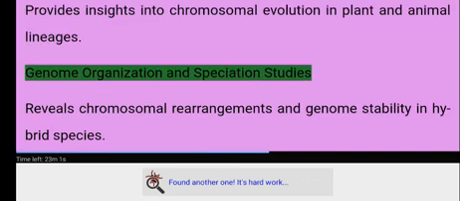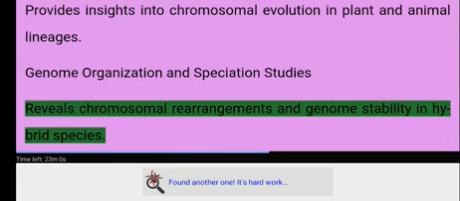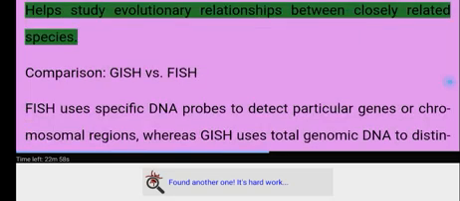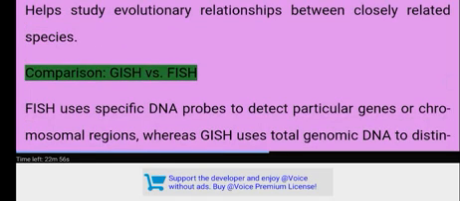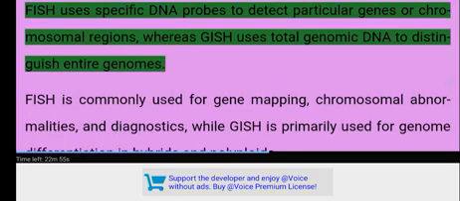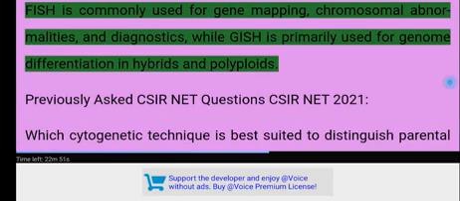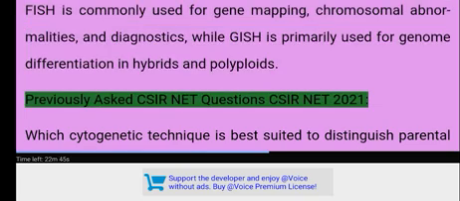Genome organization and speciation studies. Reveals chromosomal rearrangements and genome stability in hybrid species. Helps study evolutionary relationships between closely related species. Comparison: GISH versus FISH. FISH uses specific DNA probes to detect particular genes or chromosomal regions, whereas GISH uses total genomic DNA to distinguish entire genomes. FISH is commonly used for gene mapping, chromosomal abnormalities, and diagnostics, while GISH is primarily used for genome differentiation in hybrids and polyploids.